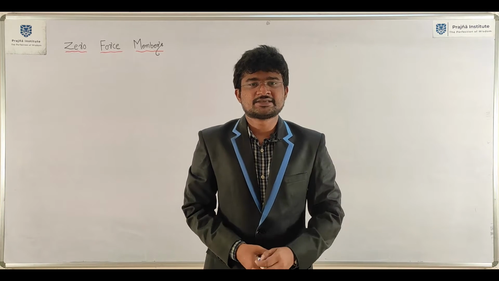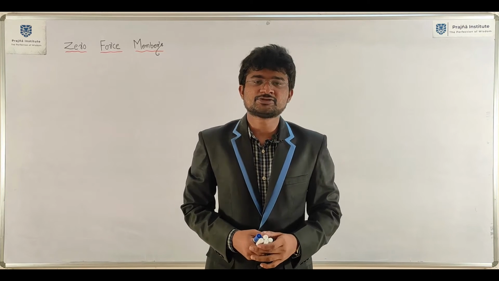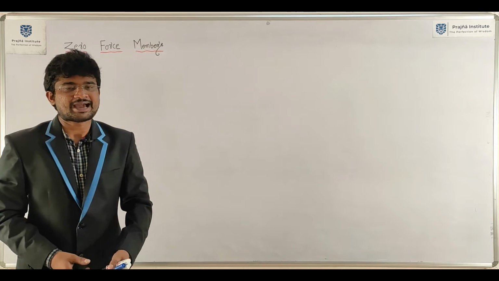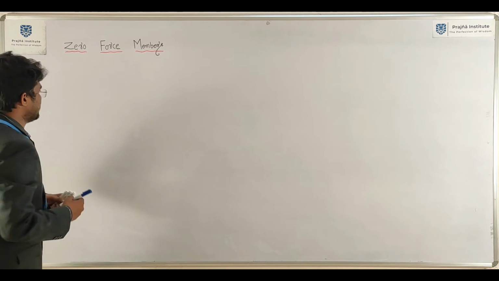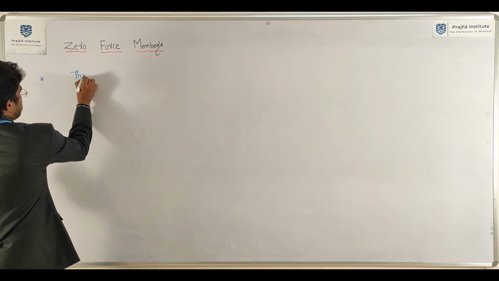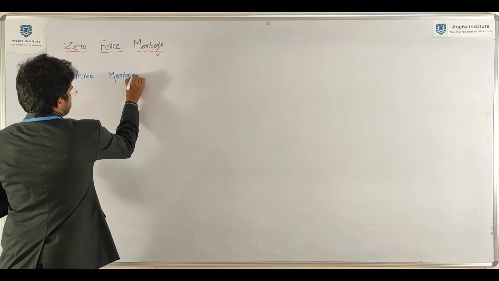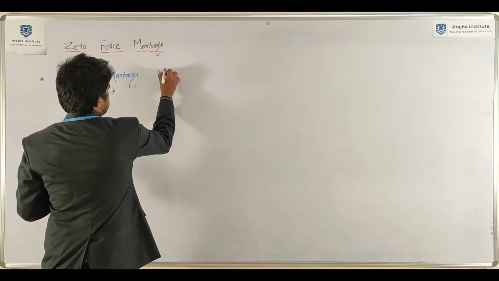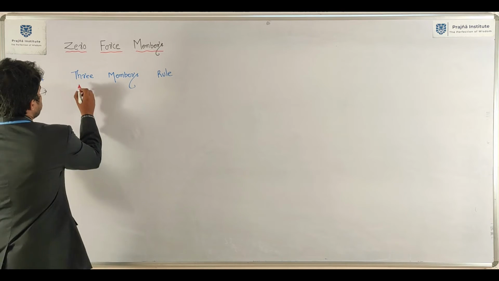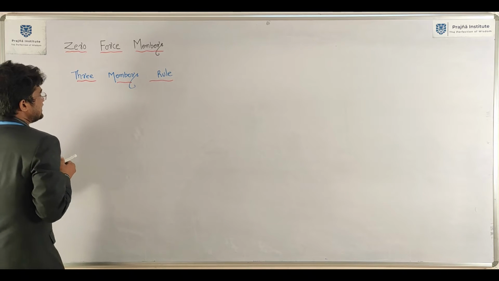Now we need to discuss zero force members in a given truss. We need to determine the number of zero force members. Here we have two rules. One is the 3 members rule. Here we have two conditions. 3 members rule: write down the conditions.